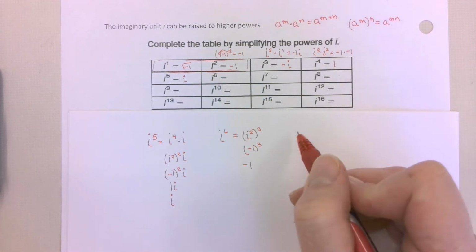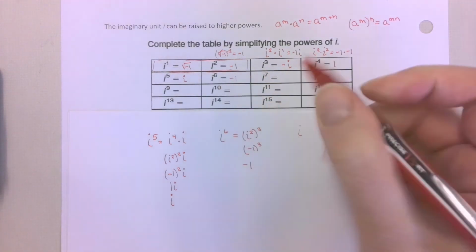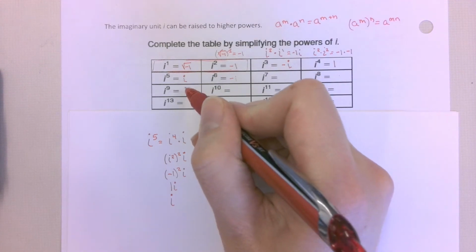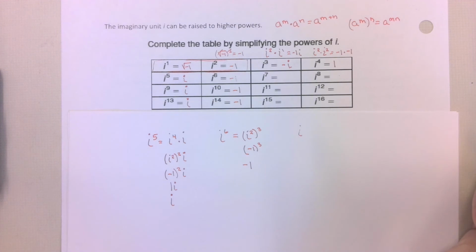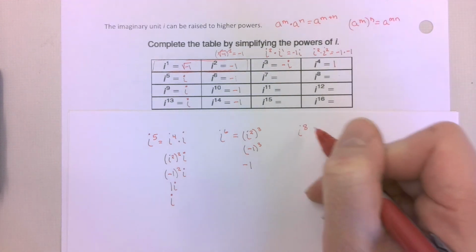All right, let's jump to i to the 8th. So here we have a -1. Notice that this is going to come down. These are all going to be i's. These are all going to be -1s. It's following that pattern. I'm jumping over to i to the 8th.